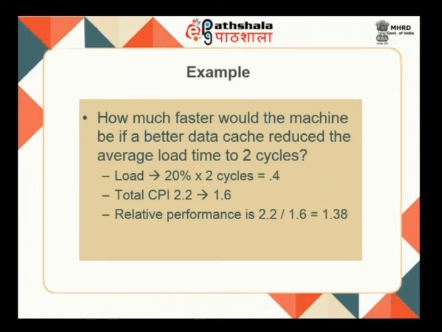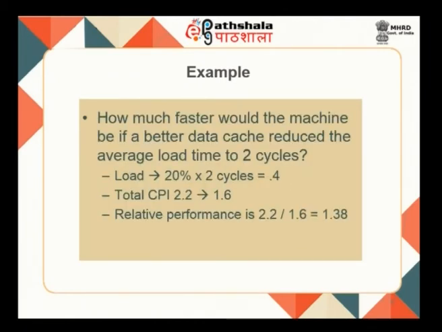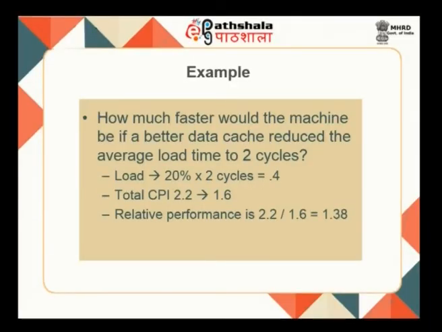Now, you have another example here where we are trying to find out how much faster the machine would be if a better data cache reduced the average load time to 2 cycles. Initially the load takes 5 cycles, and now because you have brought in an improvement in the system, the load time is reduced to 2 cycles. You know that loads constitute 20% of your instruction mix, so 20% and 2 cycles constitutes about 0.4. The total CPI was originally 2.2. Now, it has reduced to 1.6. So, the relative performance improvement is 2.2 divided by 1.6, which is 1.38.